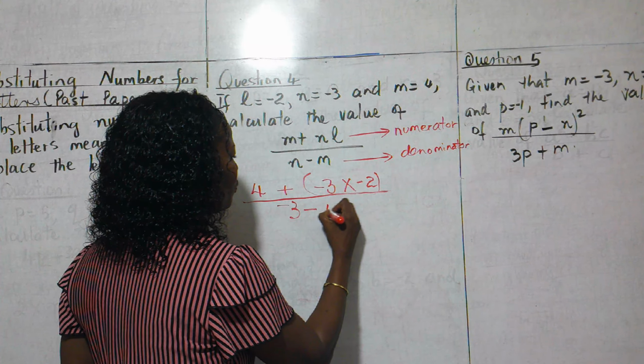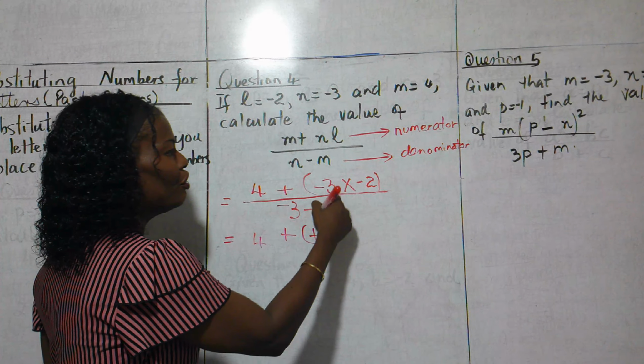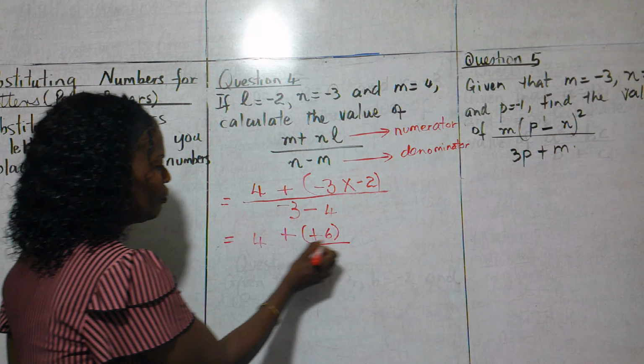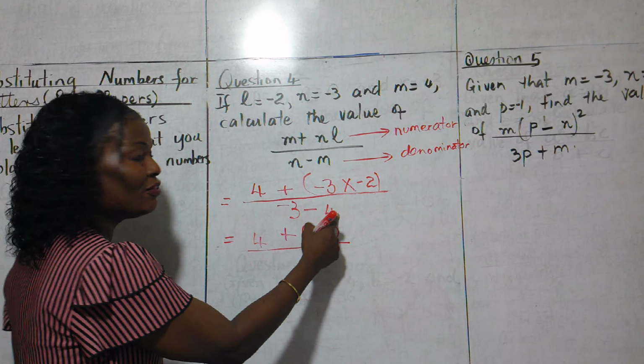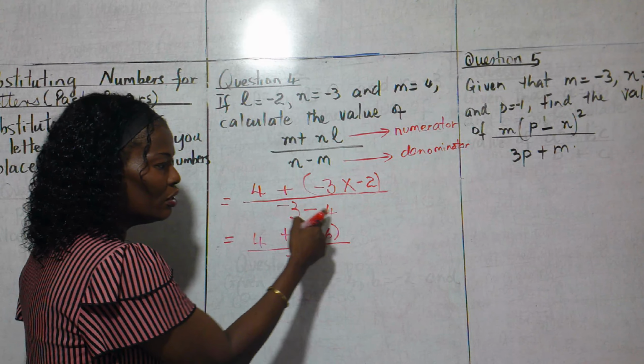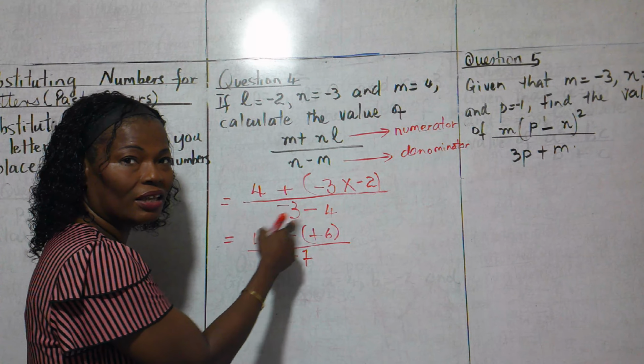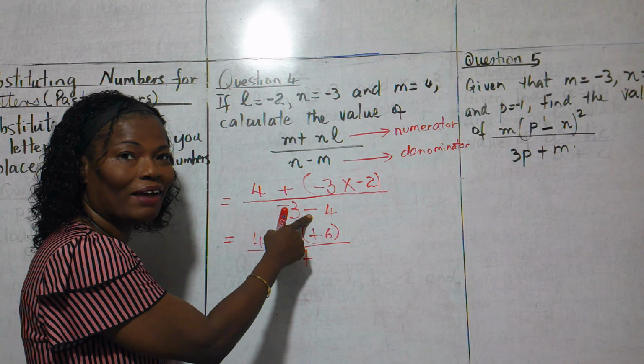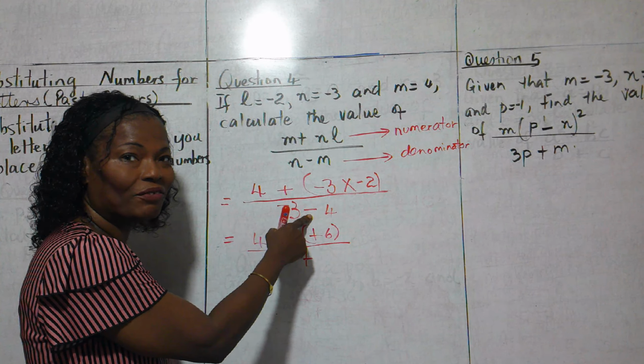4 plus, and now we're multiplying -3 times -2. Negative times negative is positive, and 3 times 2 is 6. -3 minus 4 is -7. And remember, if you forget how to subtract positive and negative numbers, please check out my video. I've taught that at length. All right, and then 4 plus 6 is 10, and the denominator has a value -7.